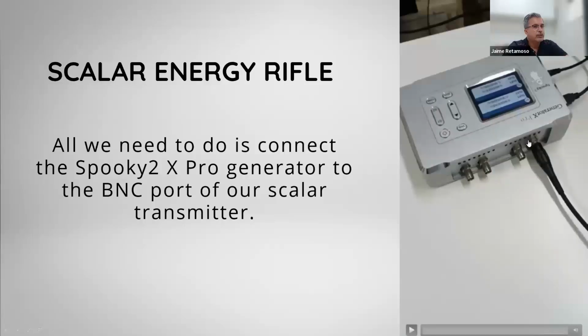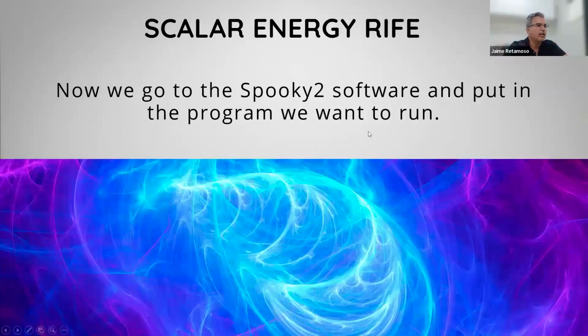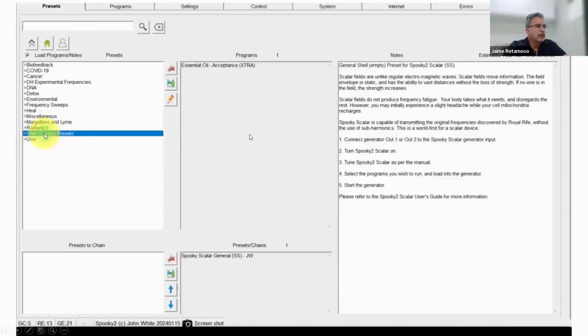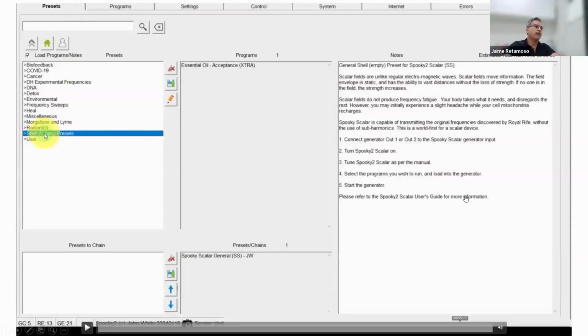And all we need to do is to connect the generator to the transmitter, and you have this BNC cable. Remember, you received two. We will connect only one, okay? One to the generator and one to the transmitter, all right? And then we have to go to the software, Spooky software, and I believe that most of you, what they want to learn is how to use the software.